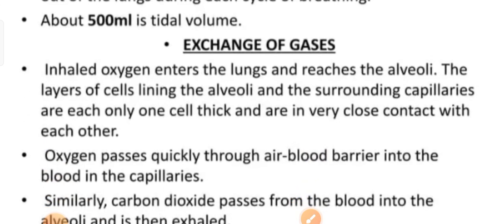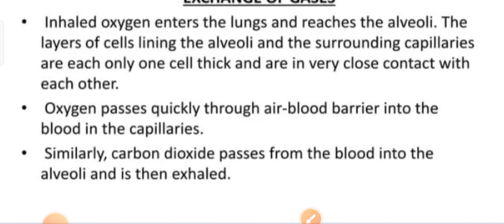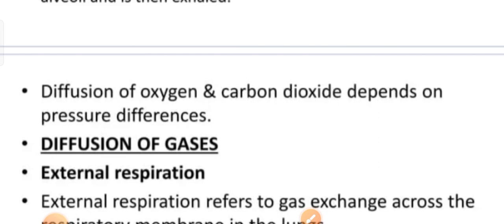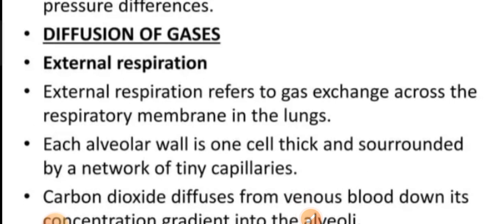Exchange of gases. Inhaled oxygen enters the lungs and reaches the alveoli. The layers of cells lining the alveoli and surrounding capillaries are each only one cell thick and are in very close contact with each other. Oxygen passes quickly through the air and blood barrier into the blood in the capillaries. Similarly, carbon dioxide passes from the blood into the alveoli and is then exhaled. Diffusion of oxygen and carbon dioxide depends upon pressure differences.